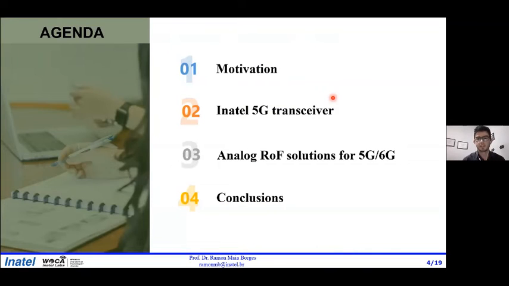Okay, the agenda. I'm going to start with the motivation for the work. Next, I will quickly present the Brazilian 5G transceiver, a transceiver designed at Inatel. Next, I'm going to present analog RF solutions for 5G, which includes microwave photonic techniques. And finally, the conclusions.